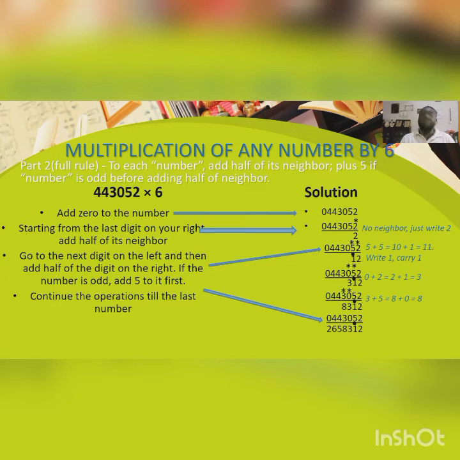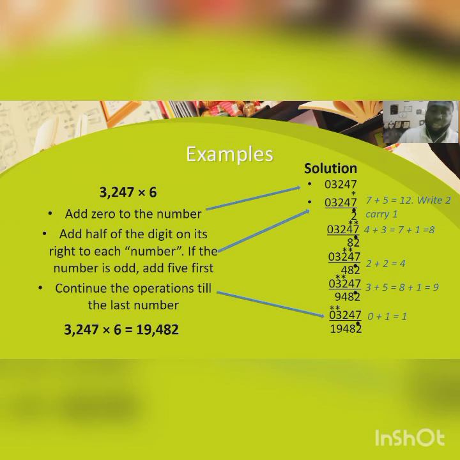Now, remember that you only add 5 if the number you're working on is an odd number. It doesn't matter if your neighbor is odd or not. Please do not add 5 to the neighbor of the number. Okay, so let's go to another example.